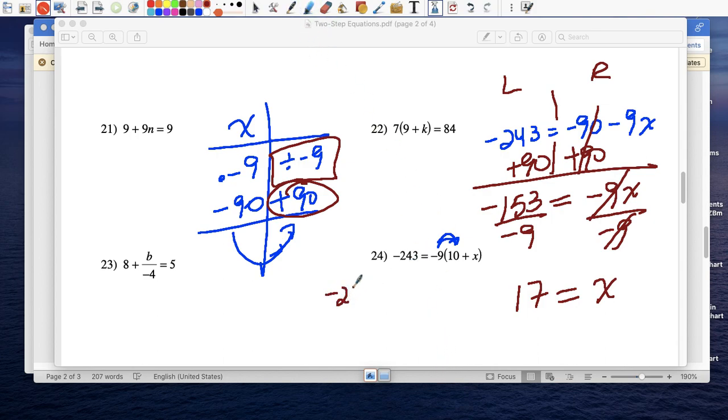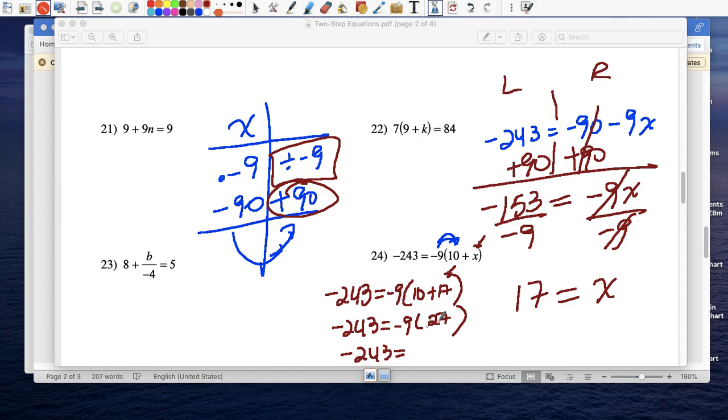Well, let's see if that's true. So I have negative 243 equals negative 9, and then I have 10 plus 17, right? Because I'm replacing this x with 17 right here. What's 10 plus 17? It's 27. Yes. And then let's just multiply 9 times 27. If you multiply negative 9 times 27, you get negative 243. And you know you're correct because the left side of your equation matches the right side of your equation. Alright, that's it.